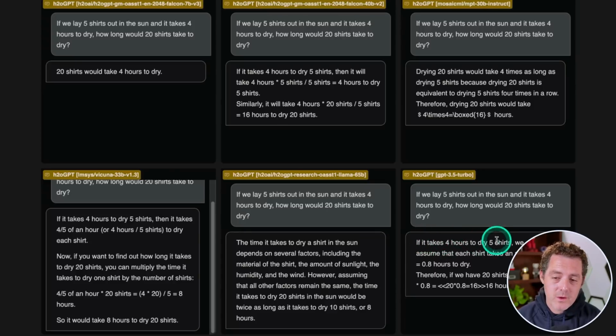Now, GPT-3.5 Turbo: if it takes 4 hours to dry 5 shirts, we can assume that each shirt takes an average of 4 divided by 5, or 0.8 hours to dry. Therefore, if we have 20 shirts, it would take 16 hours to dry. So they're assuming serialized drying as well. So I'm gonna say for this, a model passed if they assumed parallel or serialized and gave me the right answer with those assumptions. So the ones that actually failed are MPT30B, Vicuna33B, and LLaMA65B.